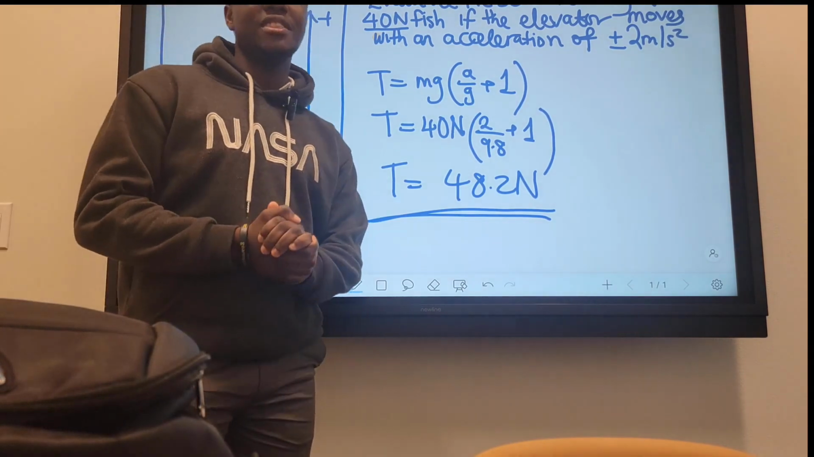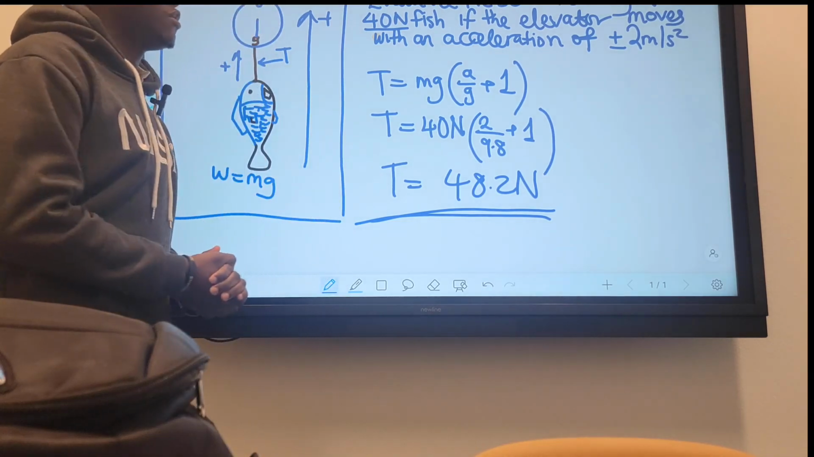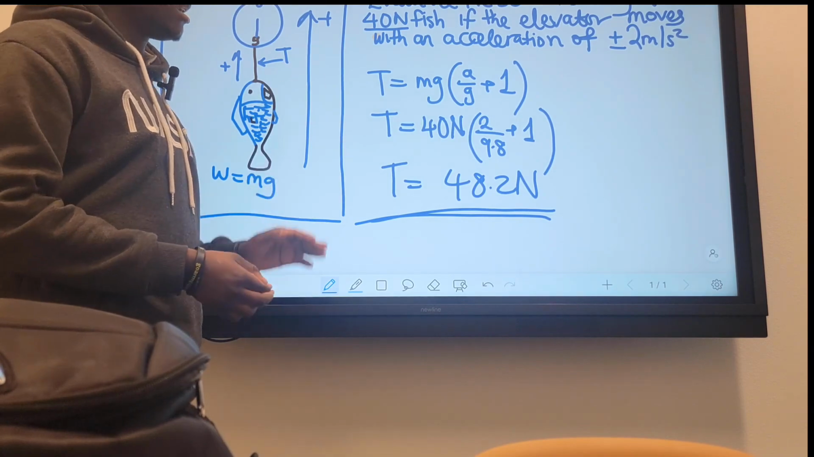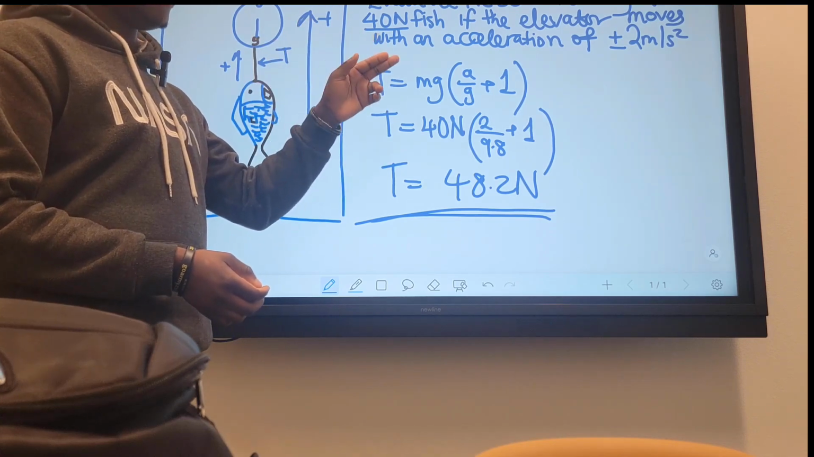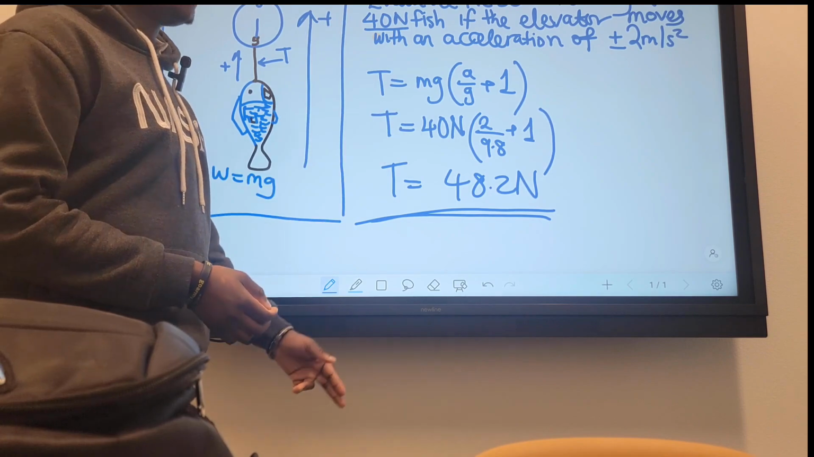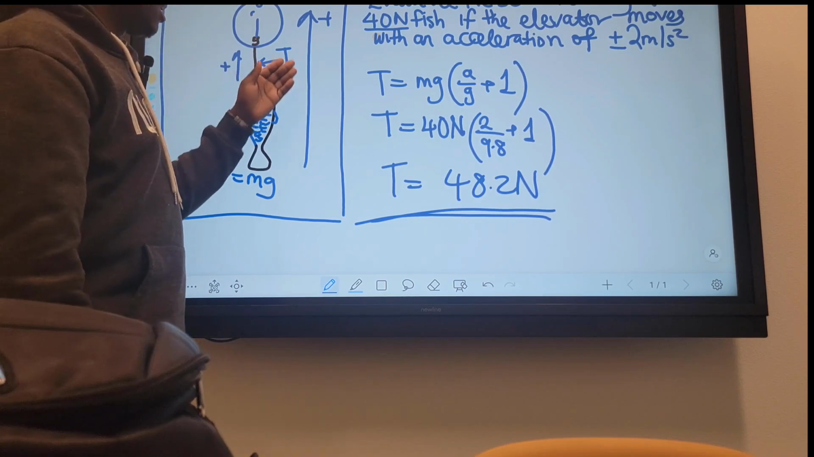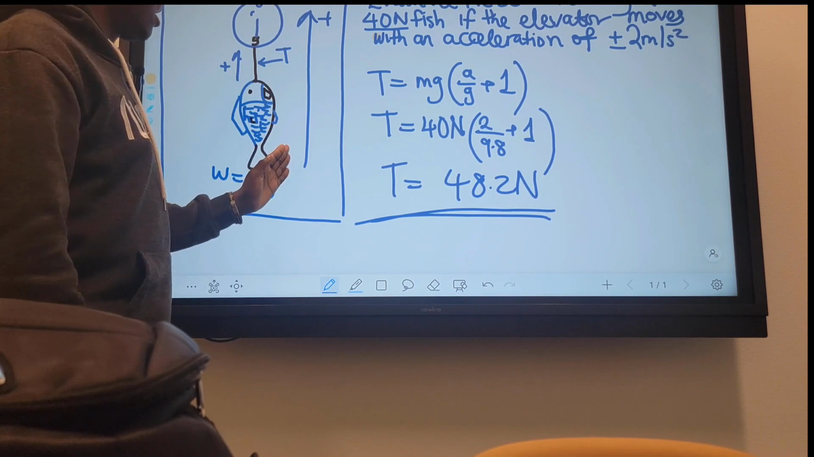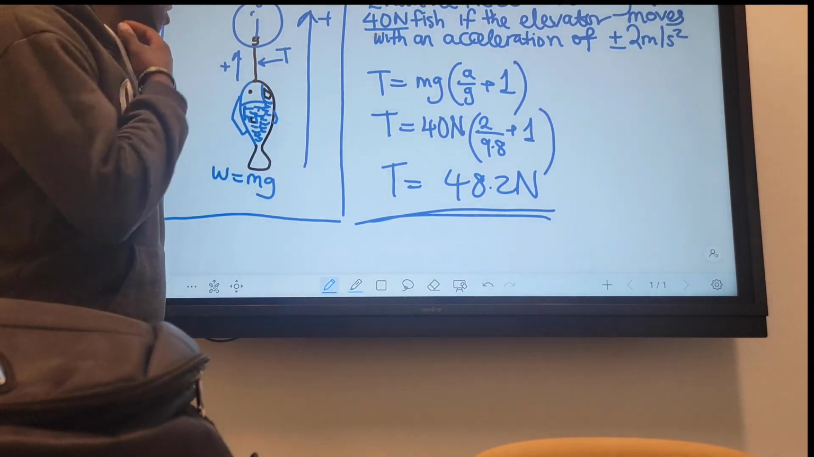Now we're going to work with the opposite direction. We're going to work with deceleration, which is basically when the elevator decelerates downwards with the same magnitude of acceleration, but in the opposite direction, which is downwards. And according to the direction we determined, we said upward direction is positive, and anything happening in the opposite of this upward direction will be regarded as negative.